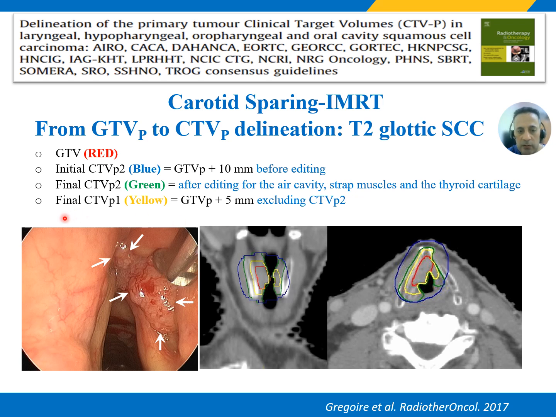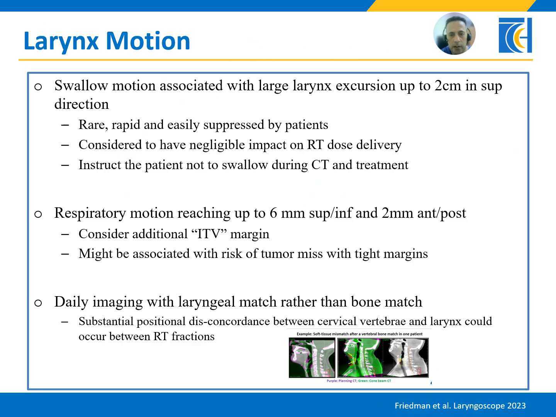So then you need to define your CTV-B1 that will receive 70 Gy representing in yellow. How do you get the yellow contour? You expand your GTV by 5 mm margin by excluding CTV-B2 or CTV 56 Gy. Then you add your setup margin. And during CT simulation and the treatment delivery, it's very important to instruct your patients not to swallow.